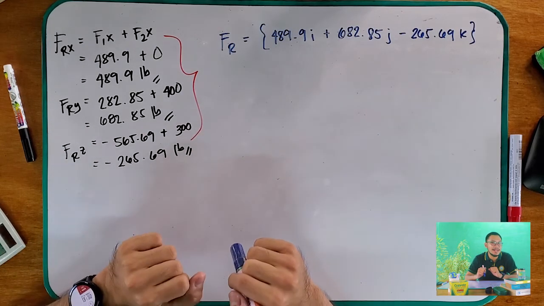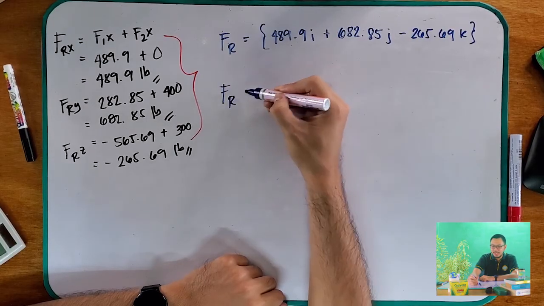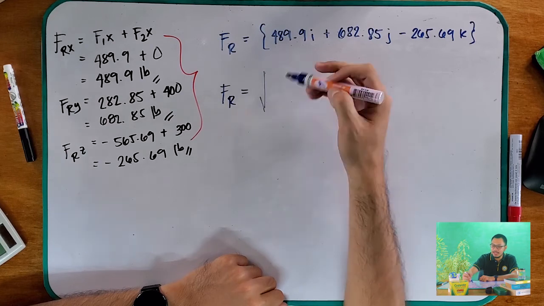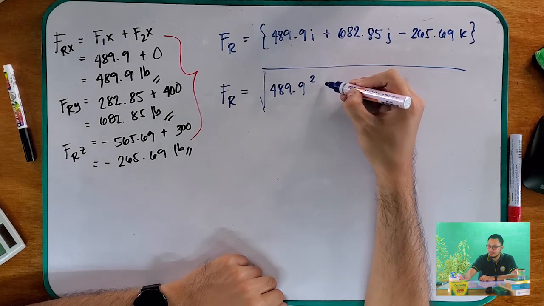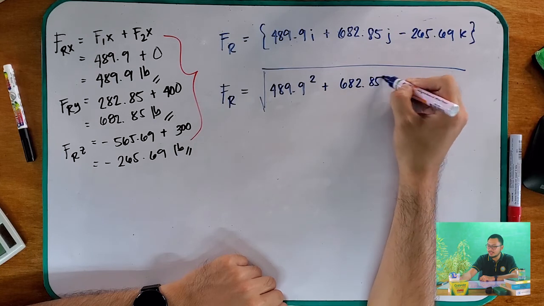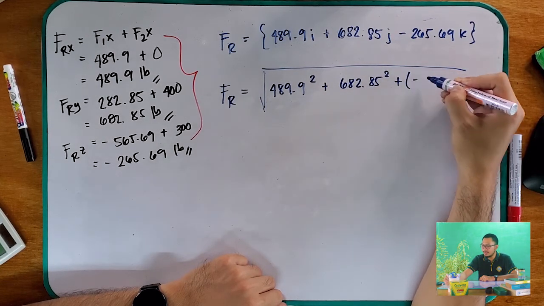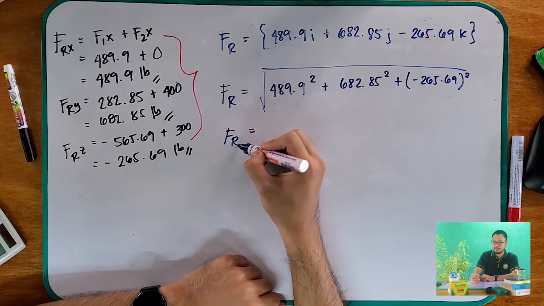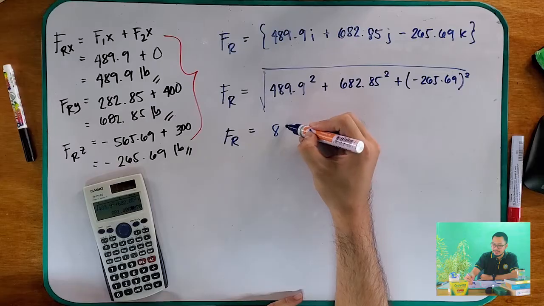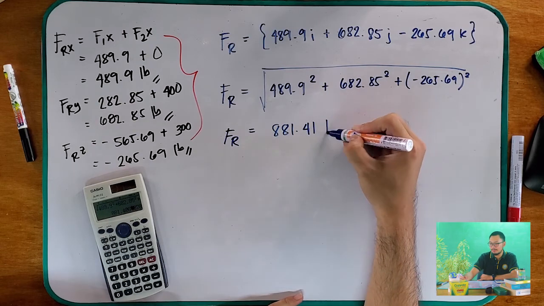How about if we are going to determine the magnitude of the resultant force? That is simply by applying the Pythagorean theorem. What we are going to do to get the magnitude of your R is take the square root of the sum of the three squares. So 489.9 squared plus 682.85 squared plus negative 265.69 squared, and you will have the magnitude of your resultant force. So the magnitude of your resultant force is 881.41 pounds. Okay? So this is your answer.